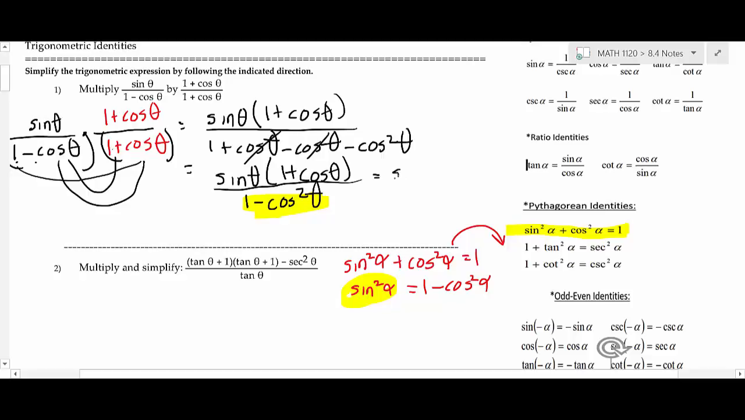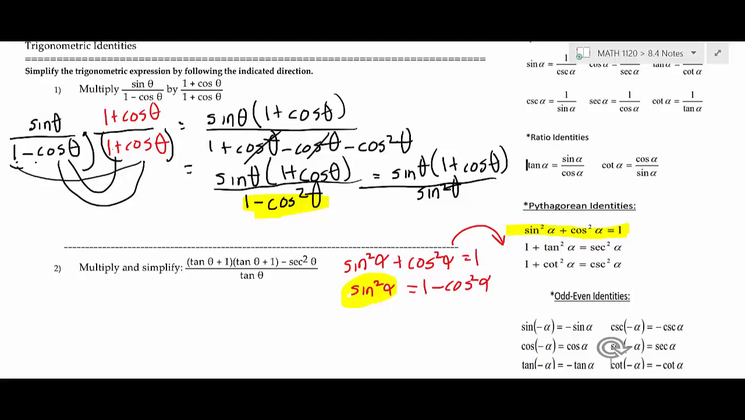So my next step, again, I'm going to leave the numerator as it is. Okay, like that. And then I'm going to replace that with sine squared theta like that. Okay, everybody with me on that? Now, mathematically, what do you see happening in this expression right here? Something real simple that happens. What do you see? Got a cancellation, right?